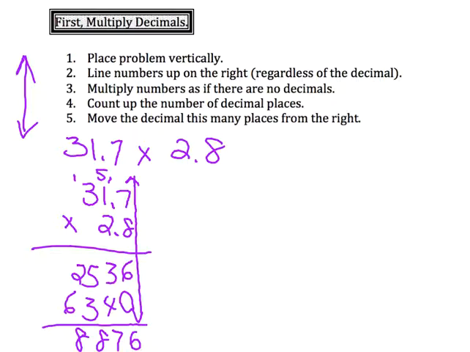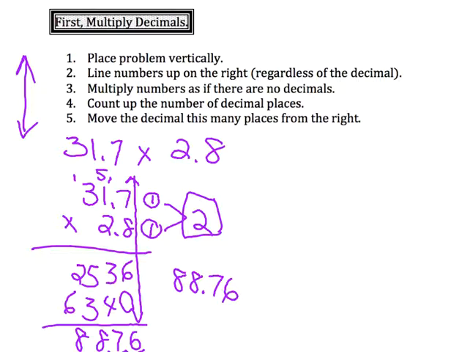Then you look back at the original problem. I have 1 decimal place behind the decimal. I have 1 decimal place behind the decimal for a total of 2 decimal places, right? Yes, ma'am. So we start behind the number and go back 2 decimal places. So our answer is 88.76. If I were to make 31.7 a negative number, now I have different signs, so my answer would be negative. Any questions so far? No, ma'am.